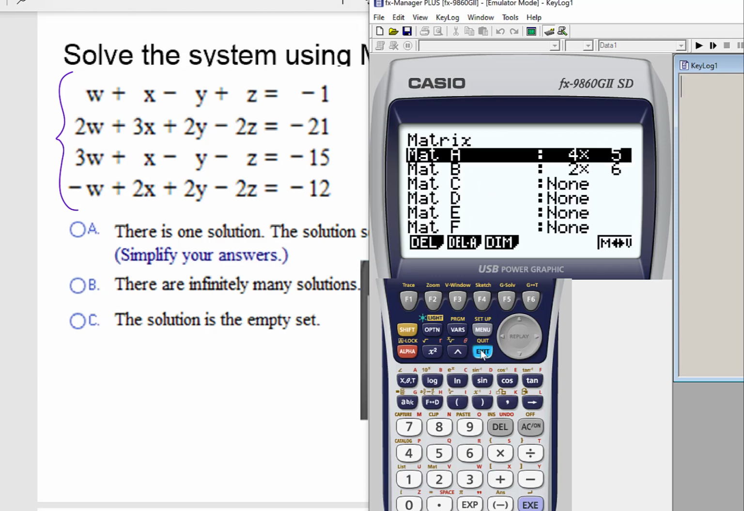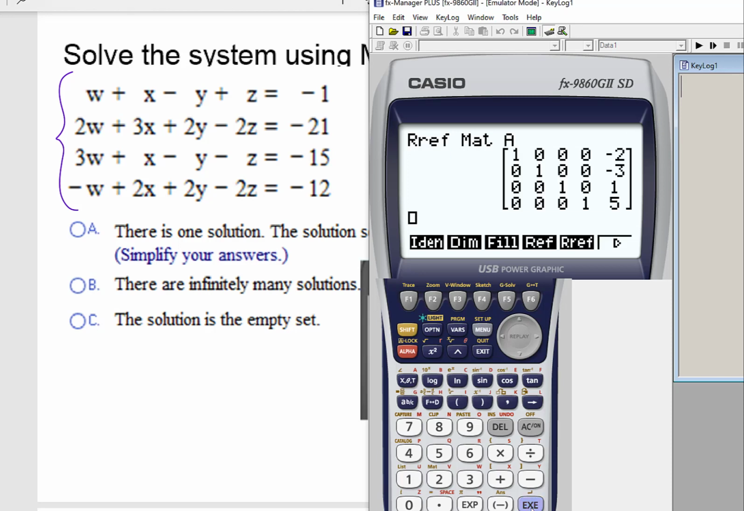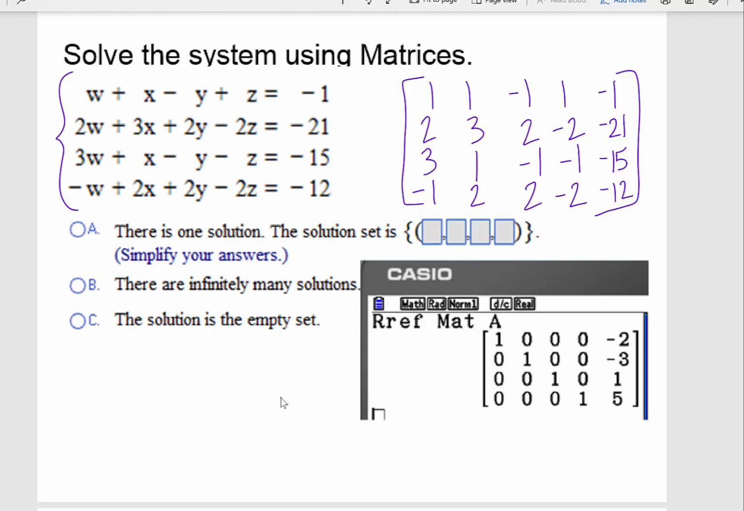Exit out. Option, F2 for matrix. F6 for more options. And then F5 for RF. Hopefully by now it's becoming a little bit more familiar. Just write it down and keep going through the steps. All right. So we have 1W equals -2, 1X equals -3, 1Y equals 1, and 1Z equals 5. So -2, -3, 1, 5.